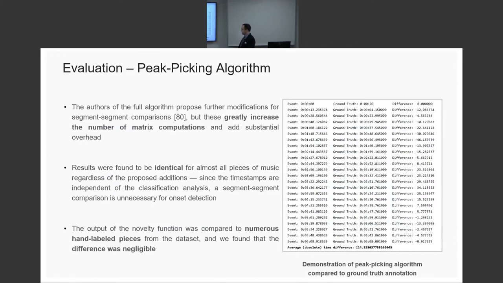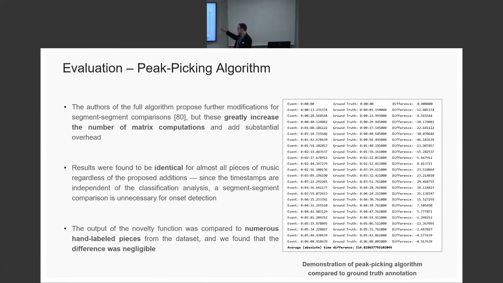Since the timestamps are independent of the classification analysis, a segment-to-segment comparison is unnecessary for onset detection. If this was being used specifically for form analysis solely by itself, that would be a different story. But in this case, we just want the timestamps returned. And so we can cut down on the amount of computations needed for this algorithm. So the output of the novelty function was compared to numerous hand-labeled pieces from the data set, and we found that the difference was negligible.